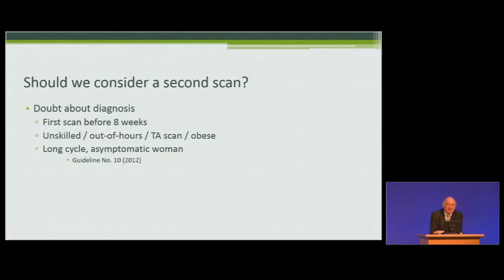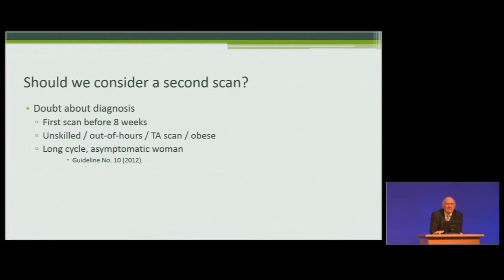Now, also, if you've got SHOs and registrars doing scans in the middle of the night and they're doing abdominal scans or whatever, it's very reasonable to do another scan. And for women who are presenting with a long cycle and asymptomatic, again, it's hard if you don't see very much there to be making a diagnosis with those women.